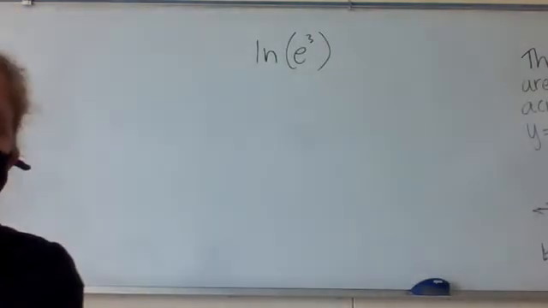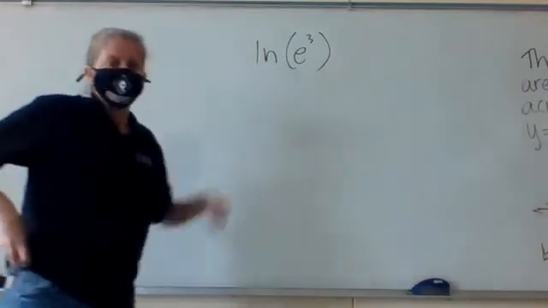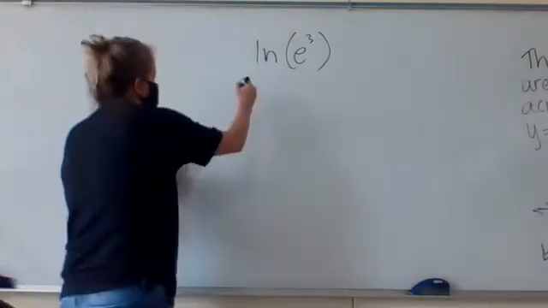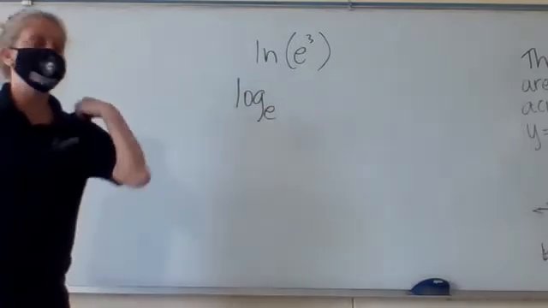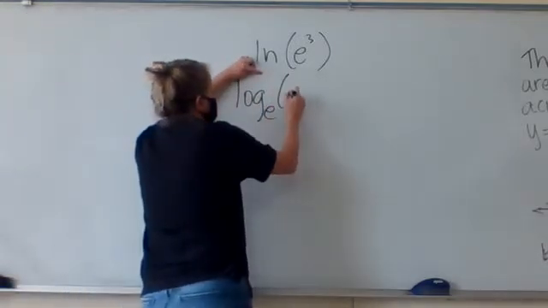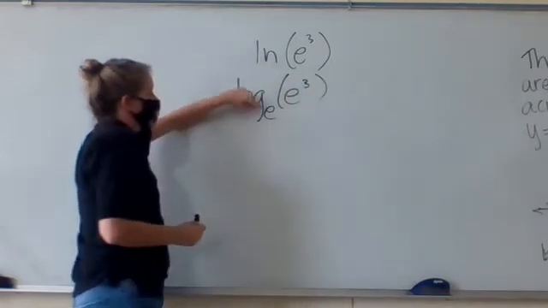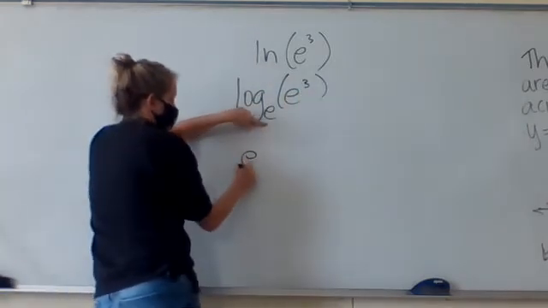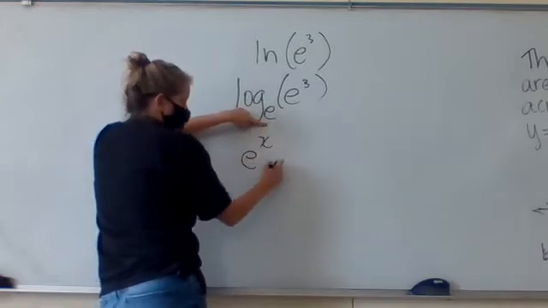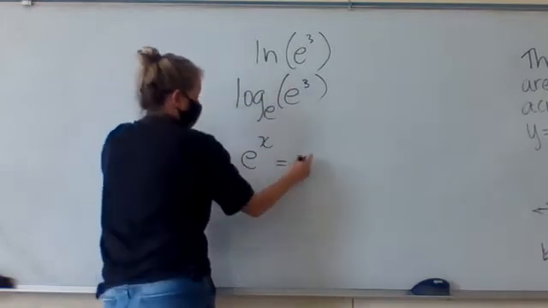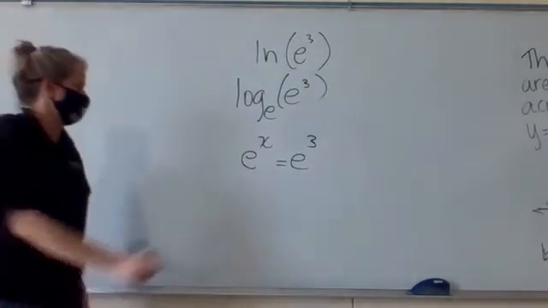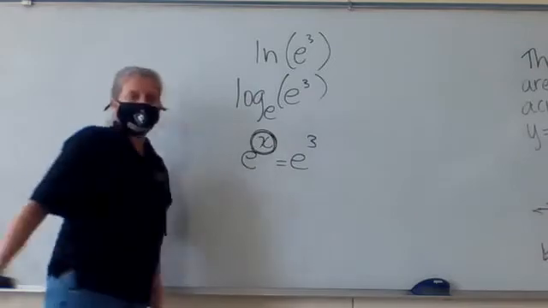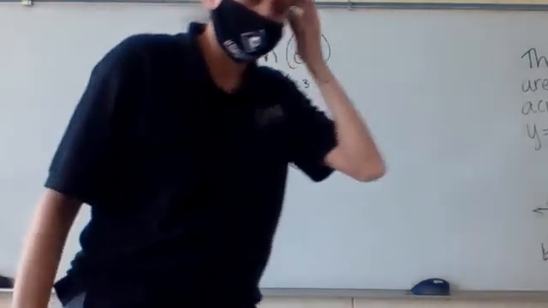It gives me 3. Why is that logarithm 3? What does ln mean? That is the same thing as log base e. So if I'm finding log base e of e to the 3rd, what is that saying? E to what power is equal to this? E to the 3rd. Well, e to the 3rd is equal to e to the 3rd. So that's why that x is a 3.